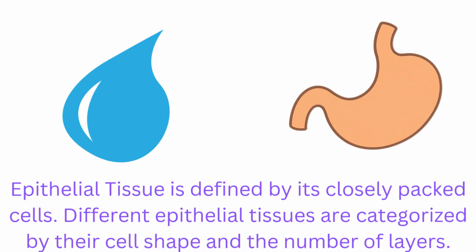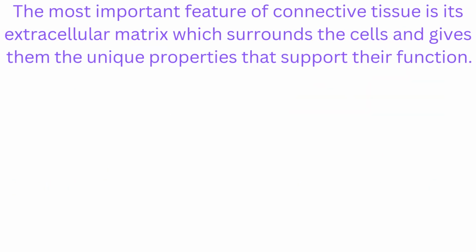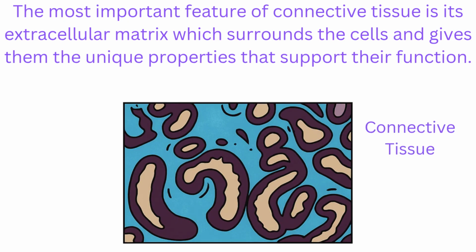If epithelial tissue is the body's covering, connective tissue is its framework. It supports, binds, and integrates all other tissues and organs. Its hallmark is the extracellular matrix, a blend of protein fibers and other biomolecules that surrounds the outside of cells in connective tissue. Depending on the composition of this matrix, connective tissue can perform a variety of functions.